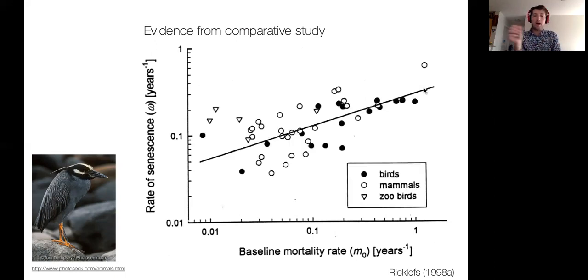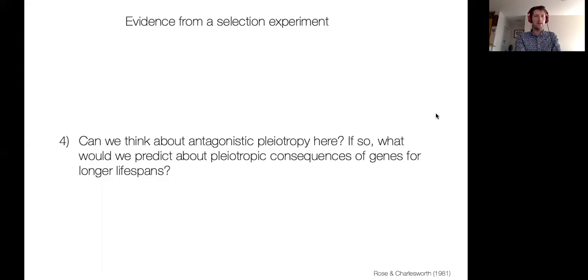Okay, the answer is that it was a positive relationship. So again, each species is a point, and those species with higher baseline mortality rates also have faster rates of senescence, suggesting support for this idea that mortality rate is an important driver of the evolution of senescence.